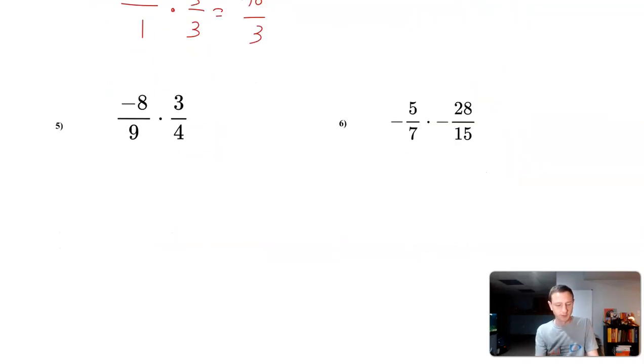And then for the next one, we have negative 8 divided by 9 times 3/4. So what can we simplify? Well, I have 4 and 8. I have 3 and 9. 4 goes into 4 one time. 4 goes into 8 two times. So that's a clean simplification there. And then 3 goes into 9. So 3 goes into 3 once. 3 goes into 9 3 times. So negative 2 times 1 is negative 2. 3 times 1 is 3. So negative 2/3.